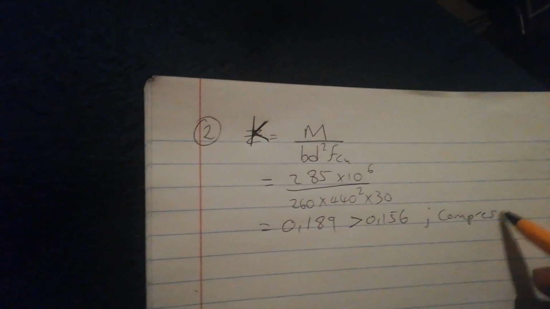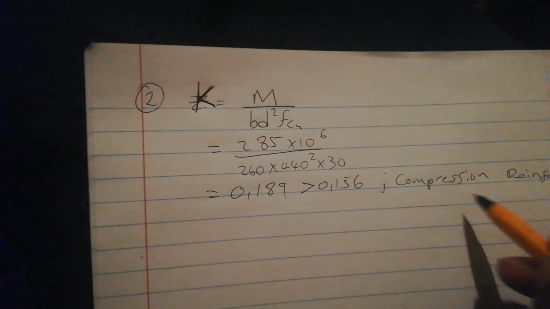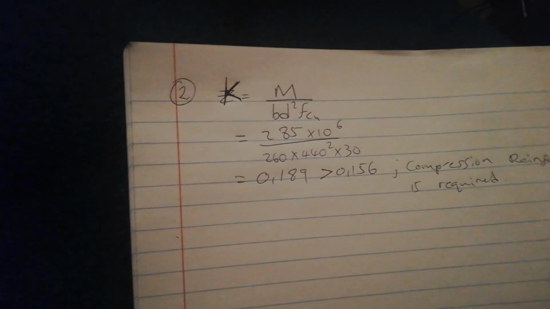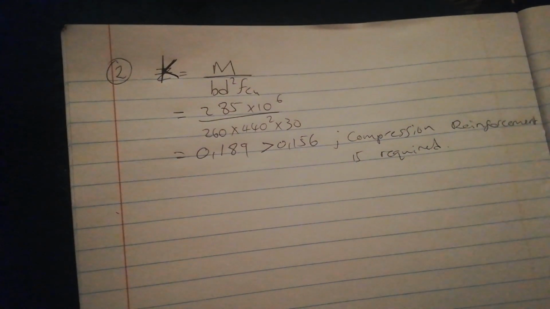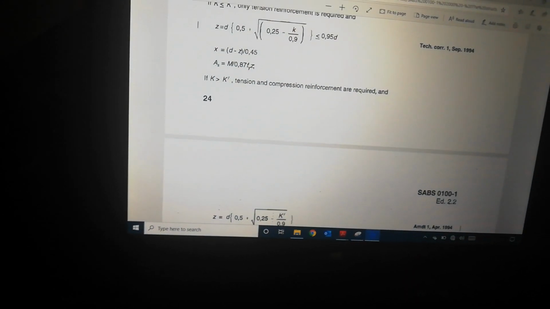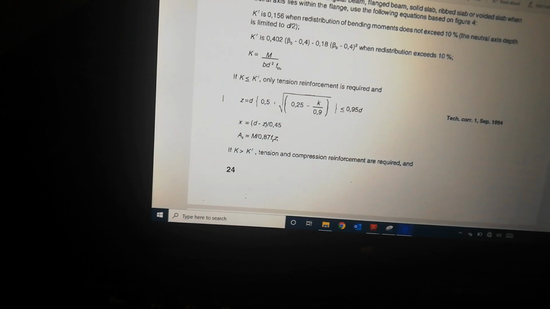So in this case, compression reinforcement is required. Okay, so now I'm going to go to the code book. Remember, we're doing structures, so everything you do is in the code book. What does it say? They say that if k is greater than k prime, which is your 0.156, tension and compression reinforcement are required. So we require both so that this thing can be able to stand.